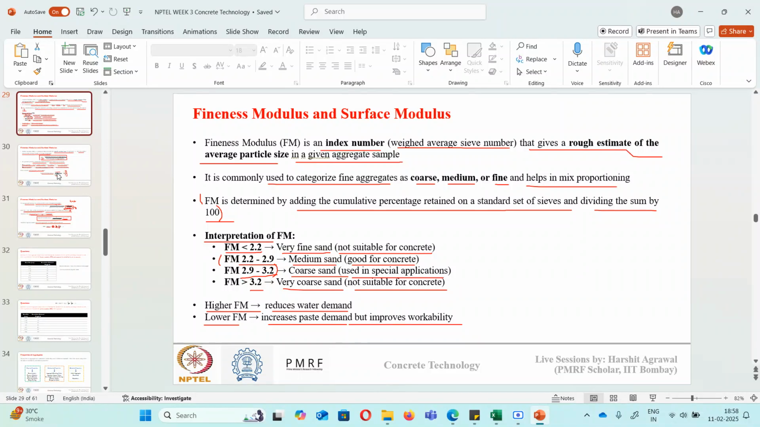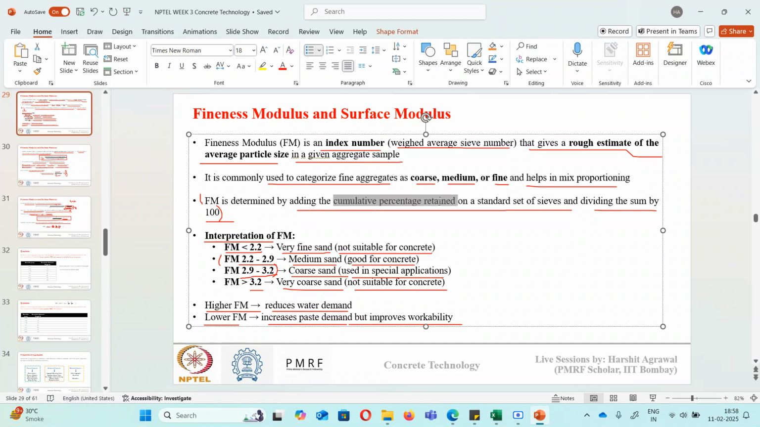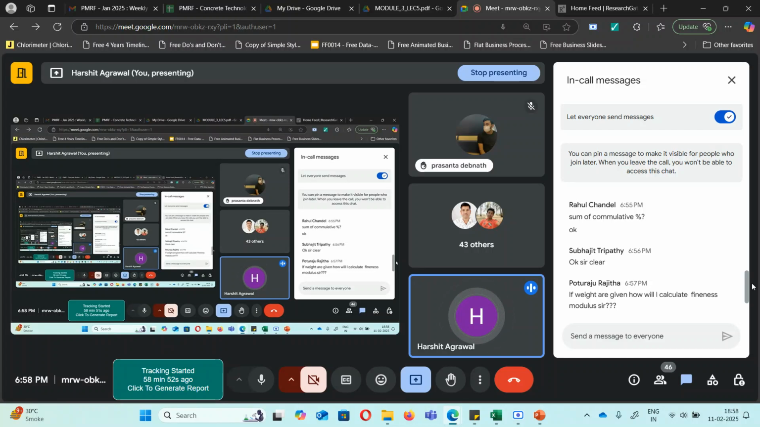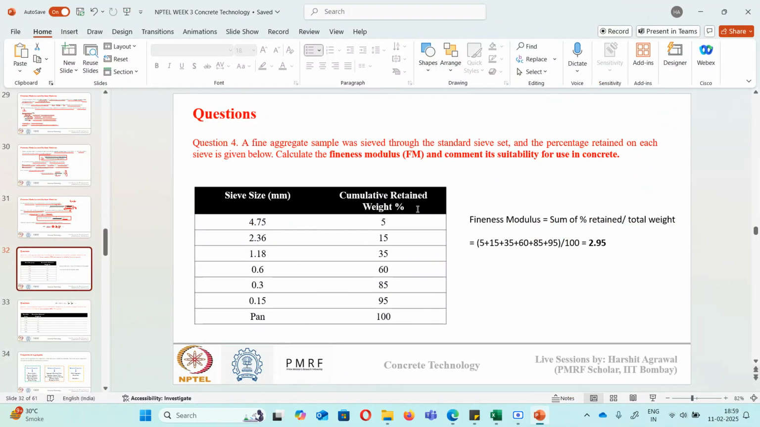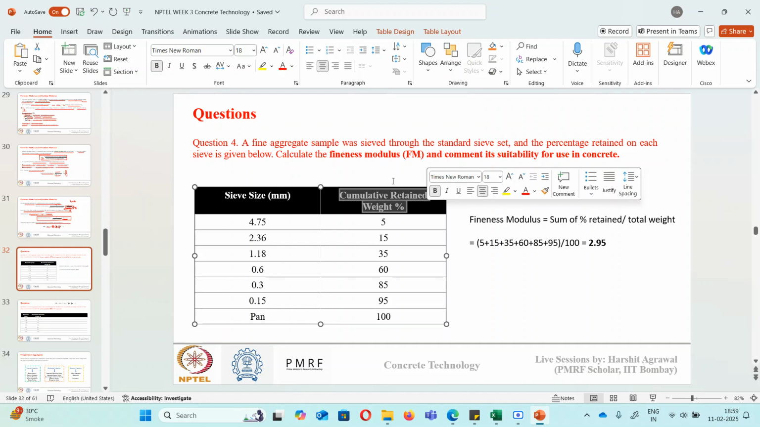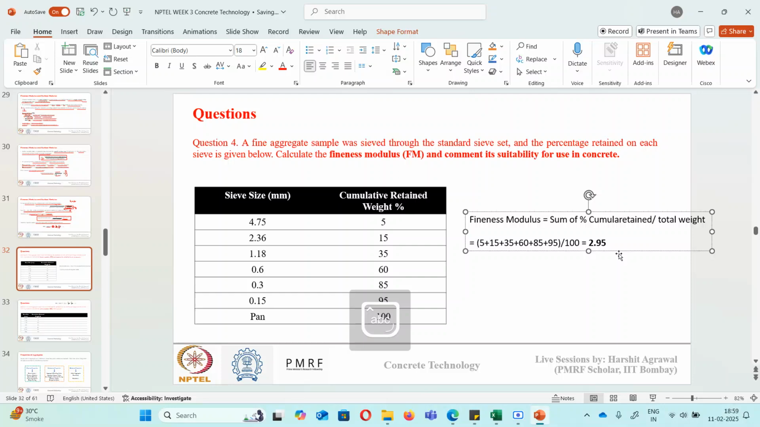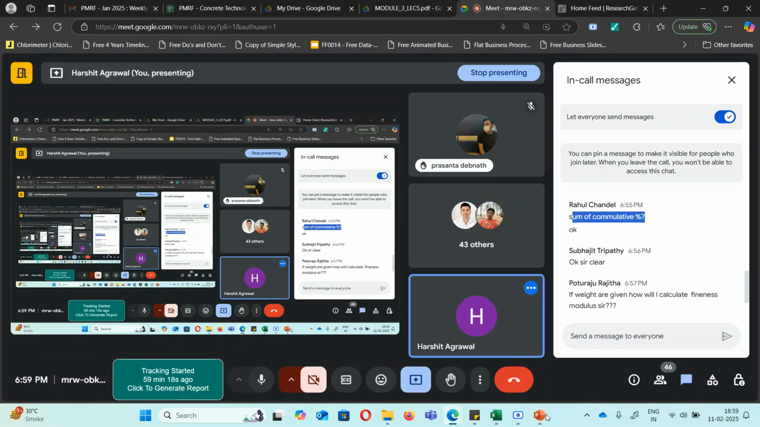So in the first question, fineness modulus is the sum of adding cumulative percentage retained. So what Mr. Rahul said was correct. It was my fault. I wrote this column title wrong. So it is the sum of cumulative percentage retained divided by 100, and not the sum of percentage retained. Okay, sum of cumulative retained. Please correct that.